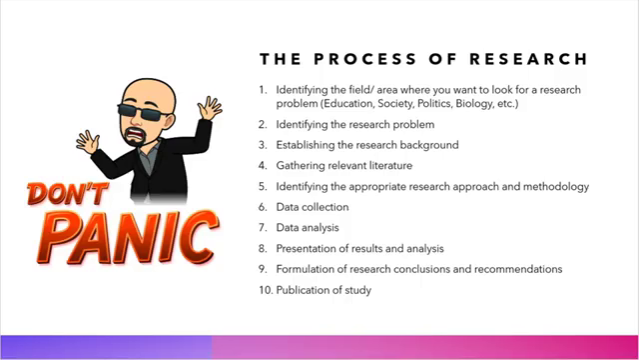After you have identified the field where you wish to conduct your research, you're now going to identify the research problem. You ask that important question: what do I want to conduct research on? So you look around. You look at certain events, certain phenomena, and that is where the research problem usually comes from. After you have identified that research problem, you are now going to establish the research background.